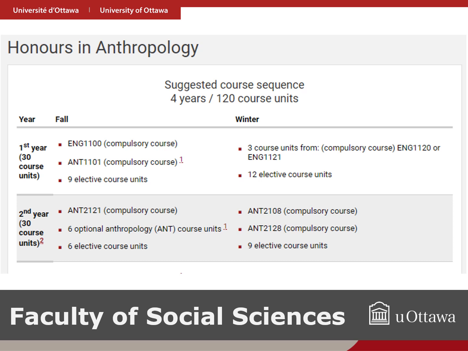In the winter, they have an optional course. They're told to take 3 course units, which is 1 course, from ENG 1120 or ENG 1121. This is an optional course. They're given a list of 2 courses and told to pick one of the 2. They then have 12 elective course units. This means they have 4 electives. So in the winter semester, they'd be choosing either ENG 1120 or ENG 1121, and then they would be taking 4 electives.